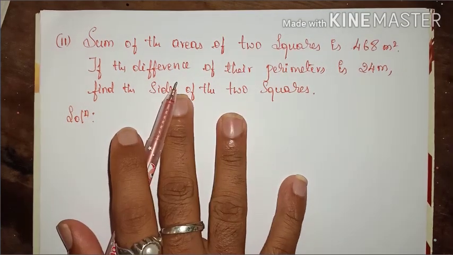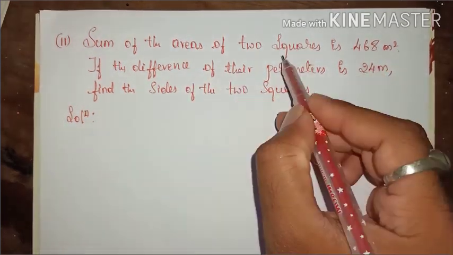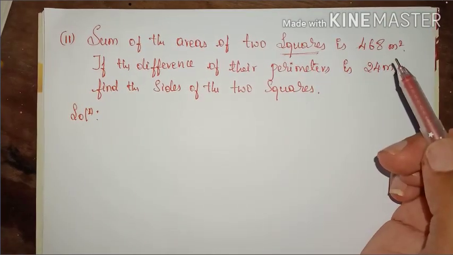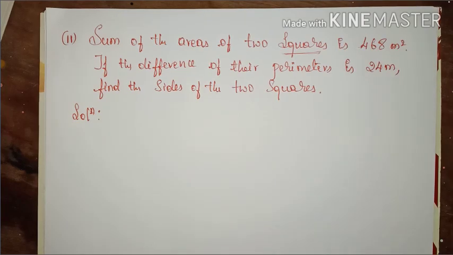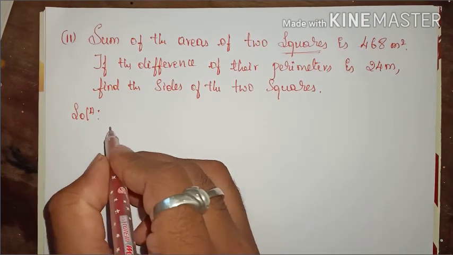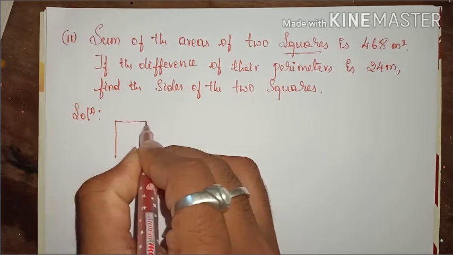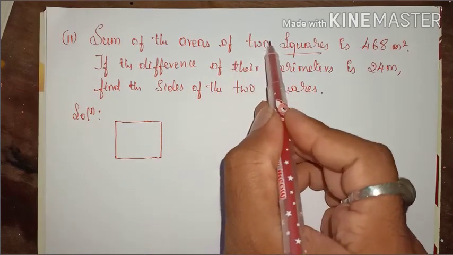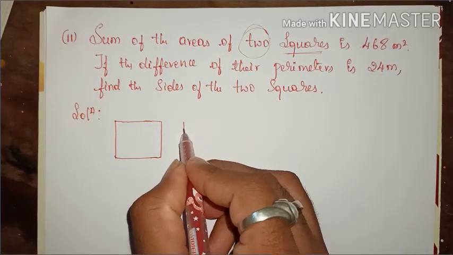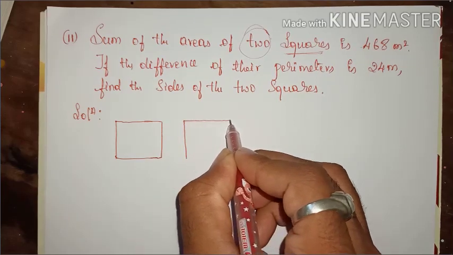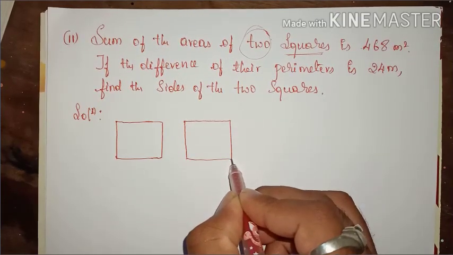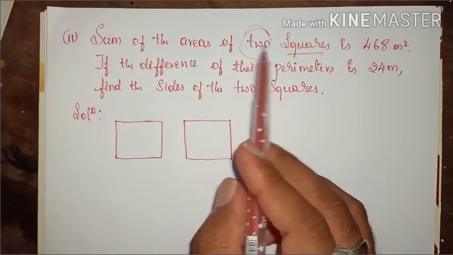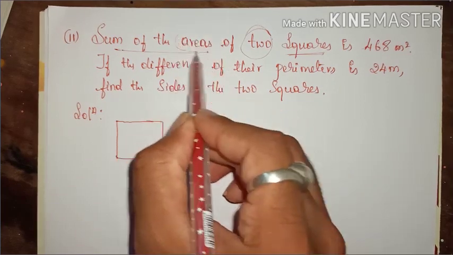So this question is based on squares. Squares means, don't think that it's another square. It's the solid shape square. Let us take one square here. He is asking about two squares, so let us take the two squares here. Sum of the areas of two squares. Sum of the areas.